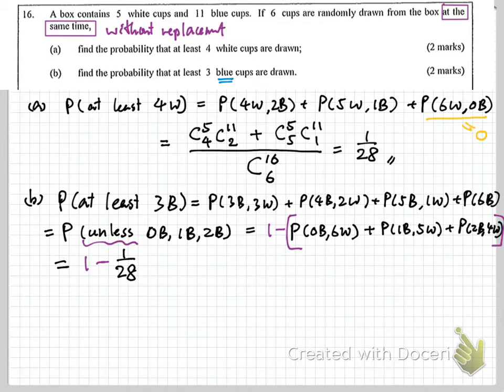If you have the insight, noticing that at least 3 blue is the exact opposite of at least 4 white. If it is not at least 3 blue, it must be at least 4 white. So the answer is 1 minus, and that goes to 27 out of 28.